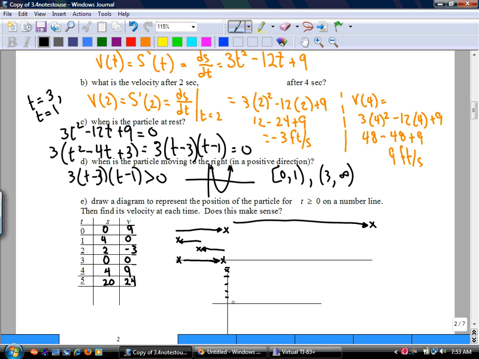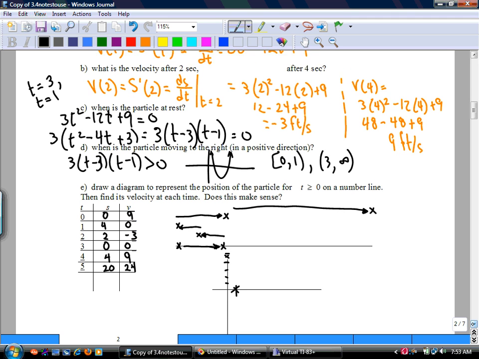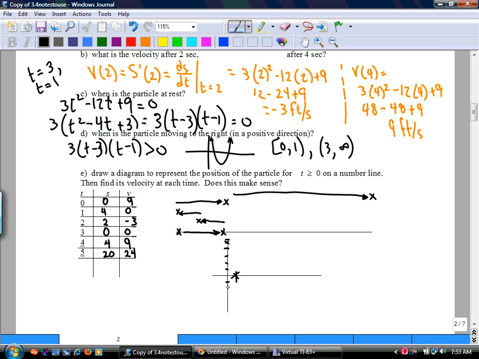At t equals 1, we have a velocity of 0. At time t equals 2, we've got a velocity of negative 3. At time 3, we have a velocity of 0. At time equals 4, we have a velocity of 9 again. And t equals 5, we've got a velocity of 24.